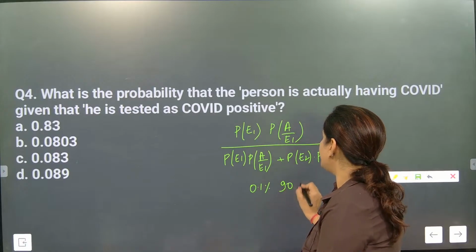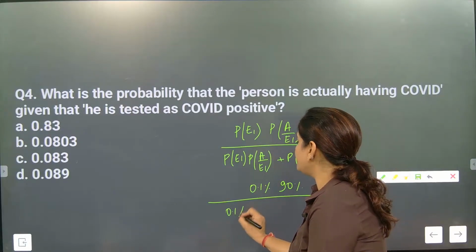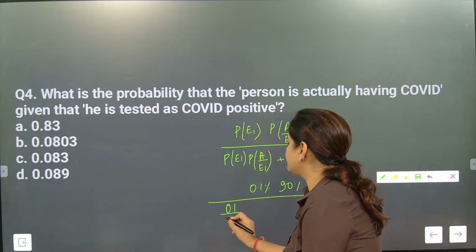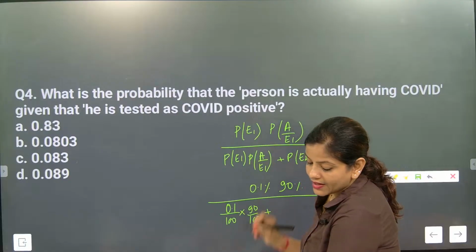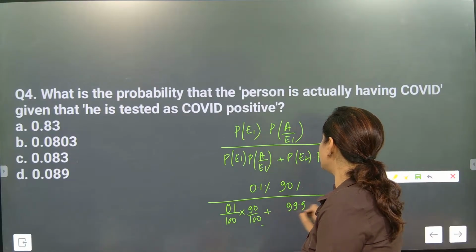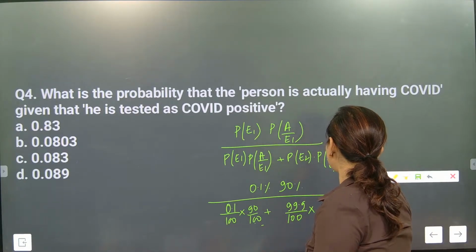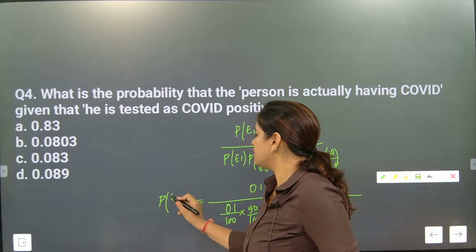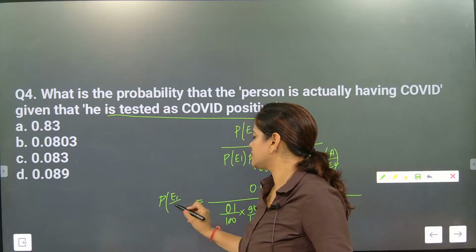In that, 90% were having a positive COVID test. So here again, 0.1% into 90%, that is 0.1 by 100 into 90%. And then how many people were not having COVID? 99.9% of people were not having COVID and 1% of them were tested positive. So this is the probability when the person is actually having COVID given that he tested positive.